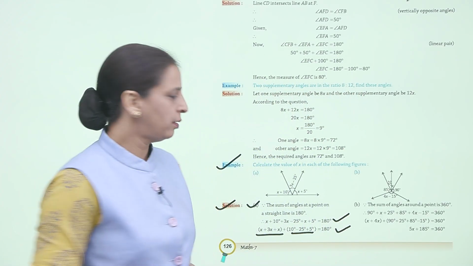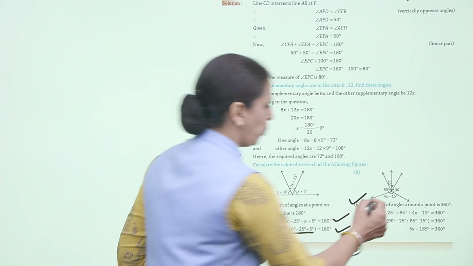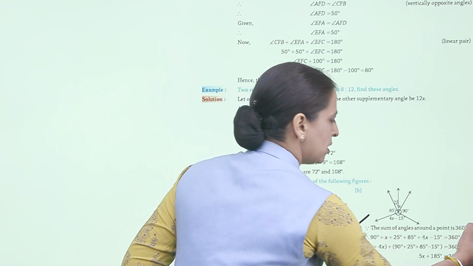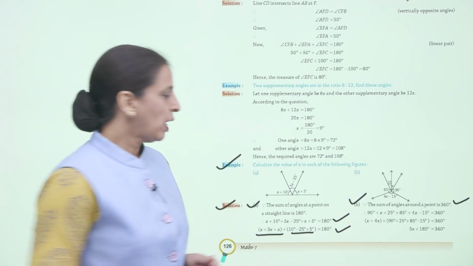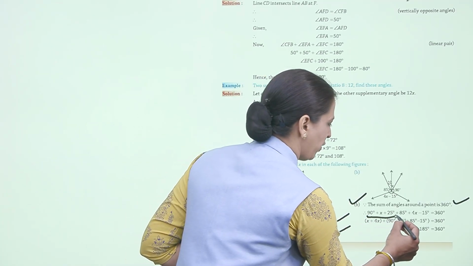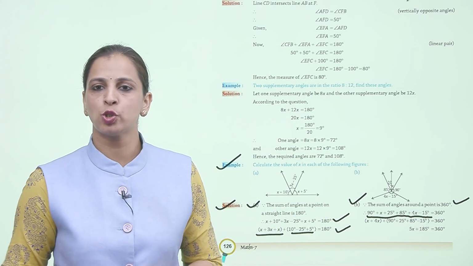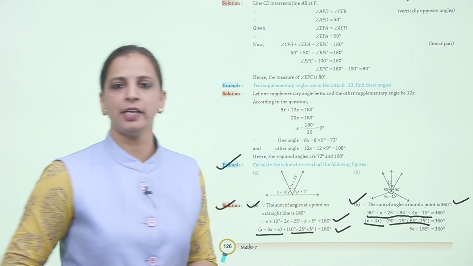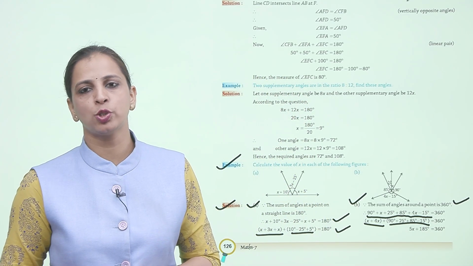Now B part. पूरा एंगल है तो पूरा कितना होगा 360 डिग्री. So the sum of the angles round a point is 360 degrees. So 90 degrees plus x plus 25 degrees plus 85 degrees plus 4x minus 15 degrees is equal to 360 degrees. x को एक तरफ किया, x plus 4x, degrees को एक तरफ, 90 degrees plus 25 degrees plus 85 degrees minus 15 degrees is equal to 360.